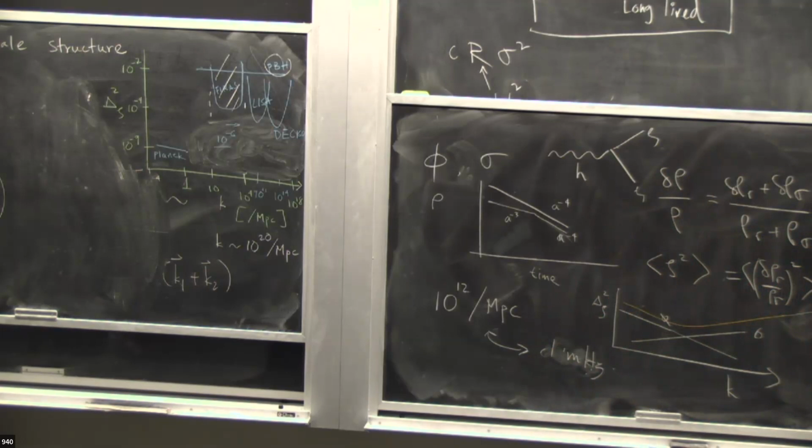Does anybody have any more questions? Yes. Can you comment on what happens if sigma is long lived enough that you don't satisfy the inequality, so that it comes to dominate the energy density? How does that affect the signal?